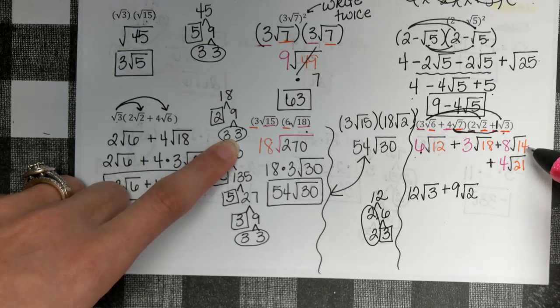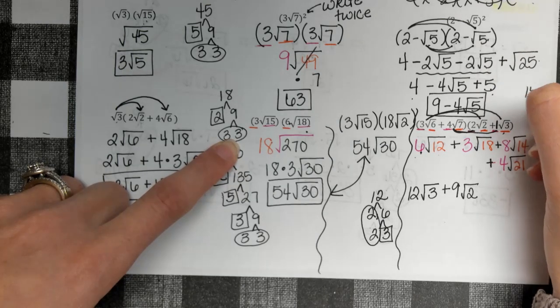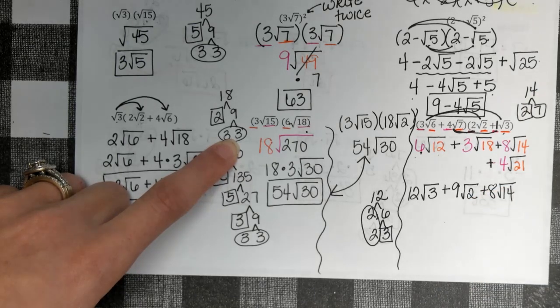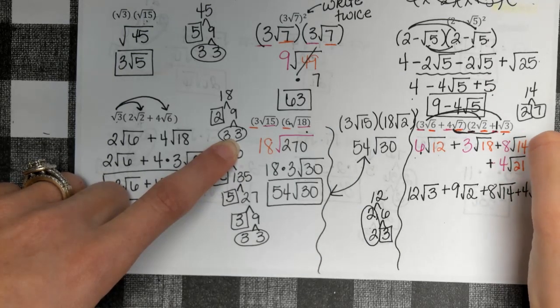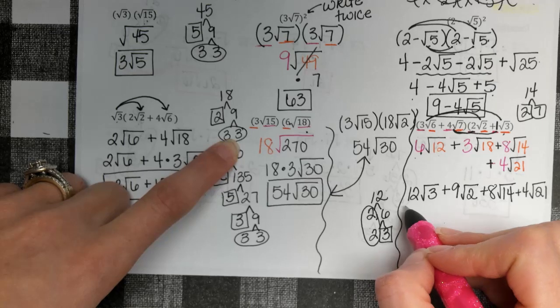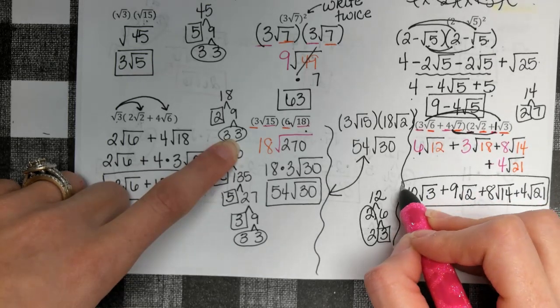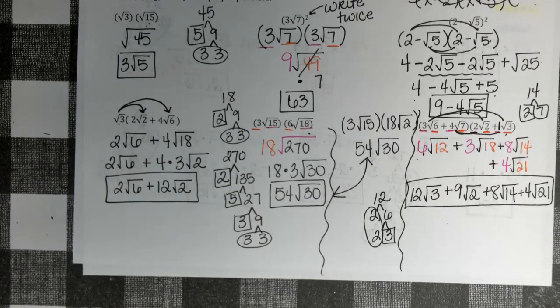8 square root of 14. 14 just splits into 2 and 7. I can't pair that, so that doesn't change. Same thing with 21. 21 is just 3 and 7. So that doesn't change either. There's nothing I can combine, so even though it looks like it wouldn't be my final answer, that's all I can do. Okay? Do we have questions on that?